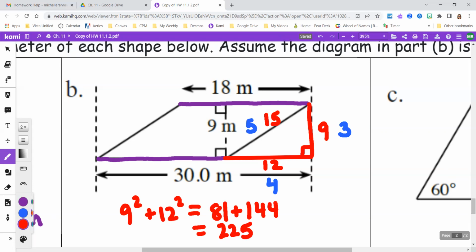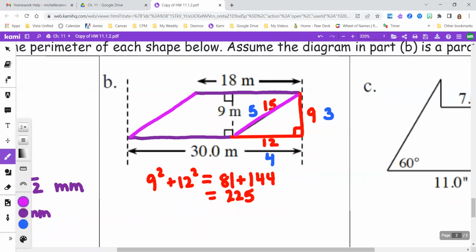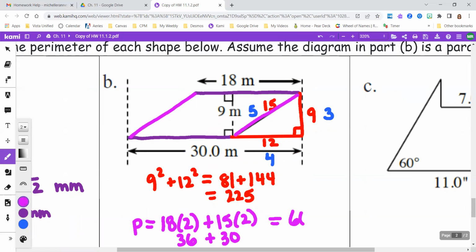Now, since this is 15, this also has to be 15. So when I try to find my perimeter, I'm going to have 18 times 2, basically, and 15 times 2. So I'm going to have 36 plus 30. So I'm going to end up having 66 millimeters for the perimeter.